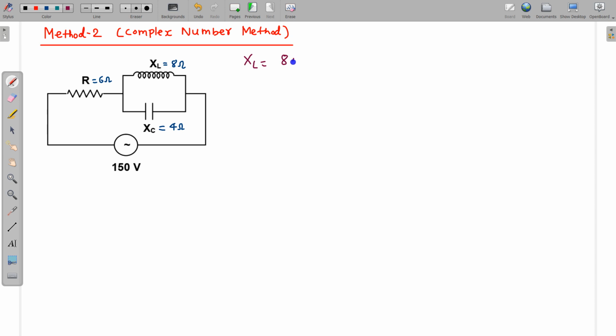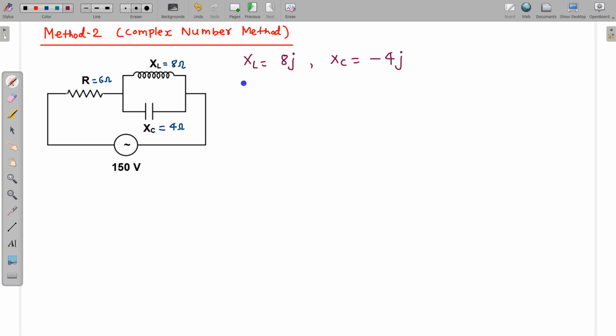For iota we generally use J, because I is generally used for current, so there should be no confusion. So J is for iota here. So this is XL, and the reactance of capacitor we write as -4 iota, and this is real number 6. So these two are in parallel, so we can use the parallel formula, just like in resistance.